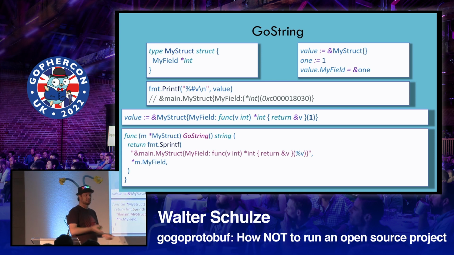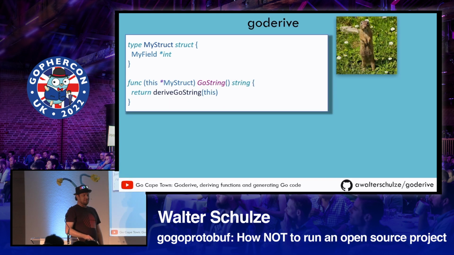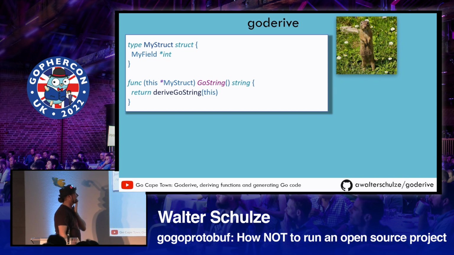What gogoprotobuf did, it had a GoString plugin that would just generate this for you, so you don't have to write it yourself. But I loved GoString so much, I created another code generator a few years later that would also generate the GoString method, but now not just for protocol buffers, for any Go struct. And what you do is you write the GoString method that just calls a derive GoString function.